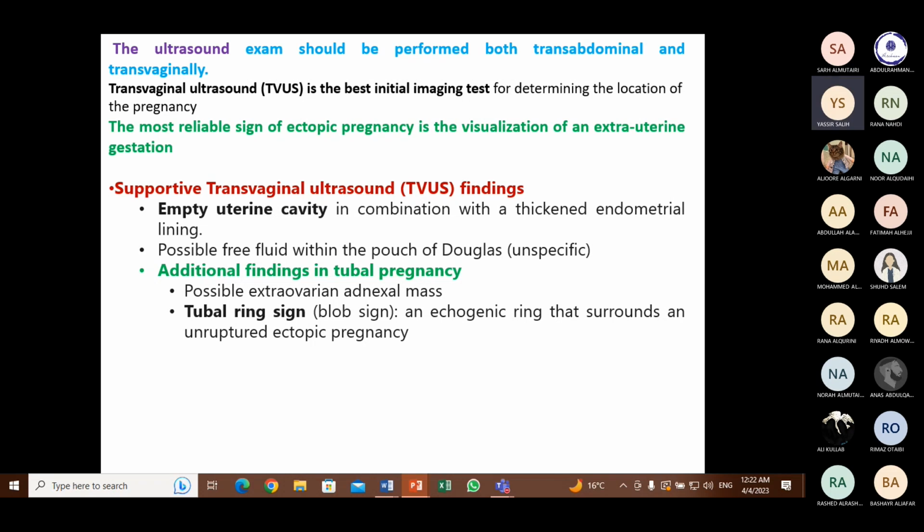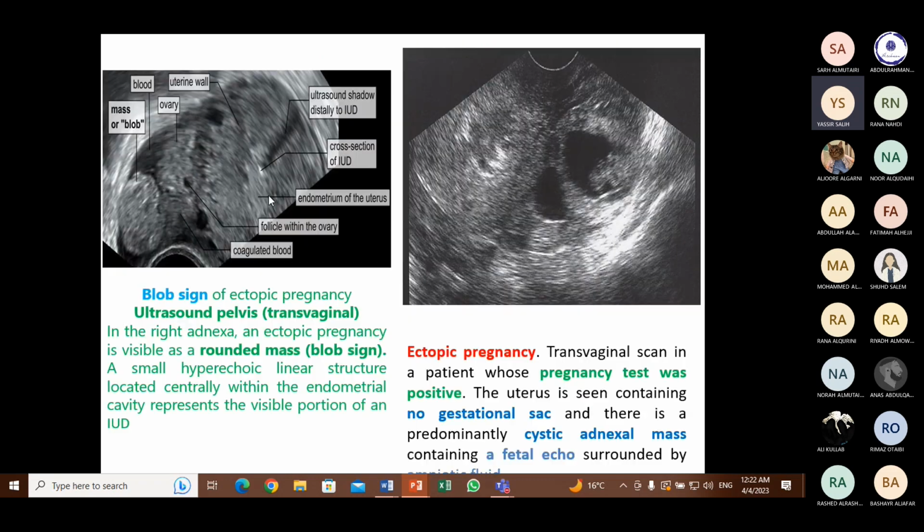Others: we may find an extra-ovarian adnexal mass, a complex mass in the adnexa, and also the tubal ring sign, which we call the flop sign, an echogenic ring that surrounds the unruptured ectopic pregnancy, like this. This is a transvaginal ultrasound where you can see the flop sign, the echogenic mass, the ovaries, and the free fluid, which is free blood, and the uterine wall. The most important thing is that the flop sign is hyperechoic, a rounded hyperechoic mass.